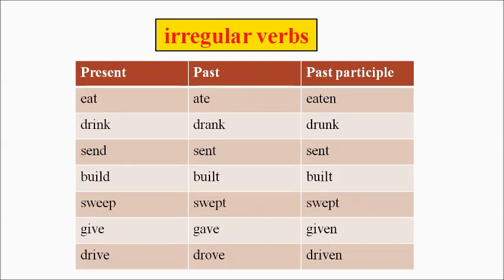Irregular verbs. Present and past form of the verb is not similar. It is totally different. We call it irregular verb. Eat, ate, eaten. Drink, drank, drunk. Send, sent, sent. Build, built, built. Sweep, swept, swept. Give, gave, given. Drive, drove, driven.